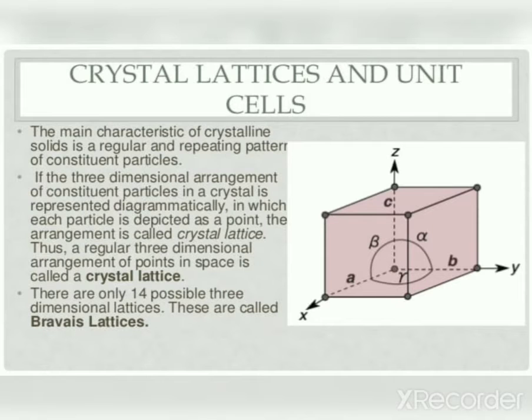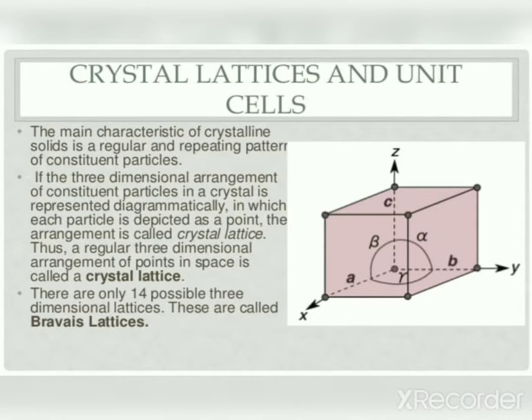Crystal lattice. The main characteristic of crystalline solids is a regular and repeating pattern of constituent particles. The constituent particles can be molecules, ions, or atoms. So consider the three-dimensional arrangement of particles. This arrangement can be represented diagrammatically.